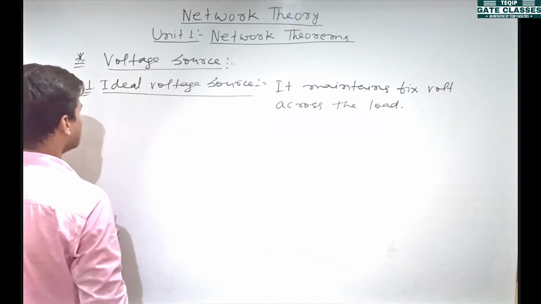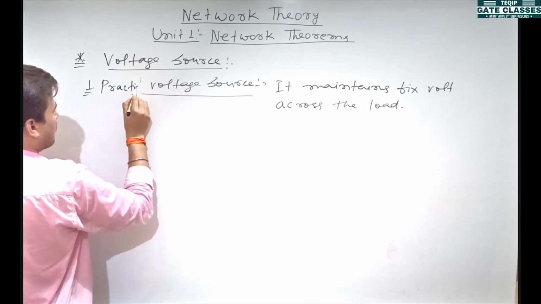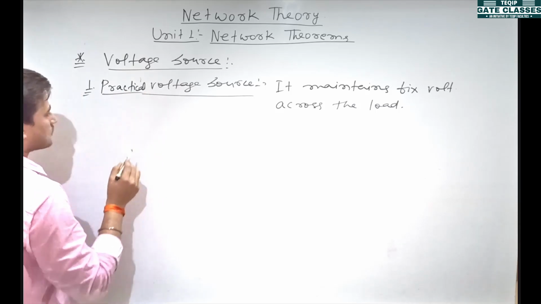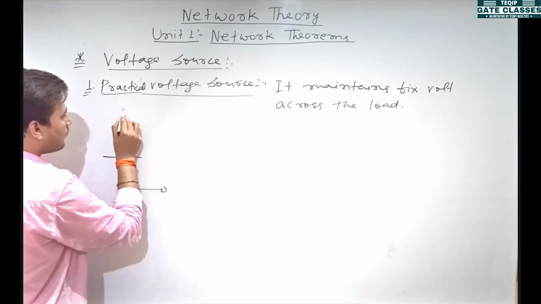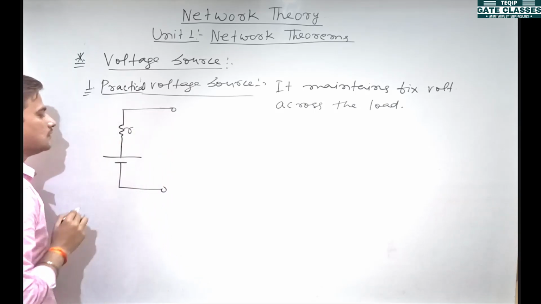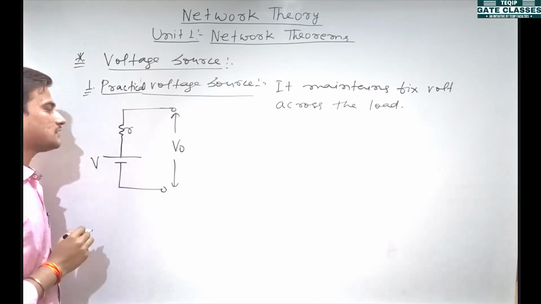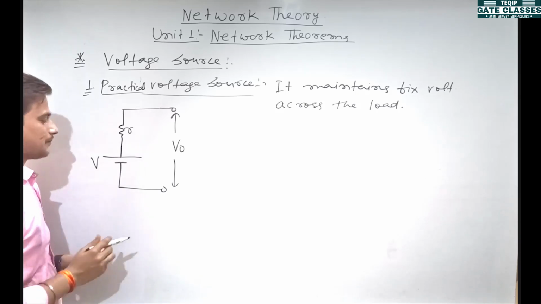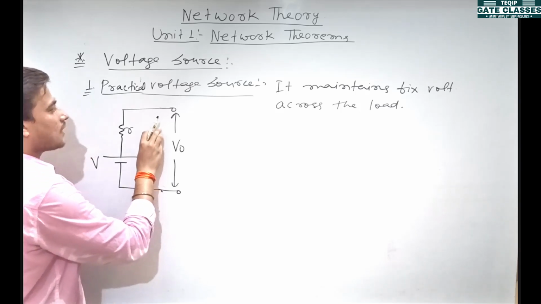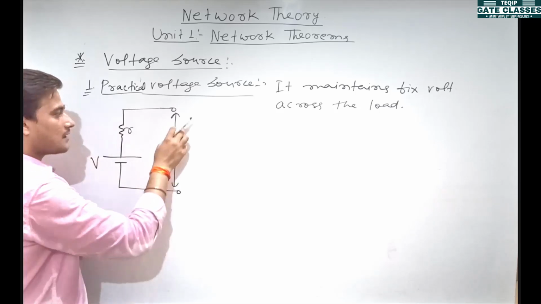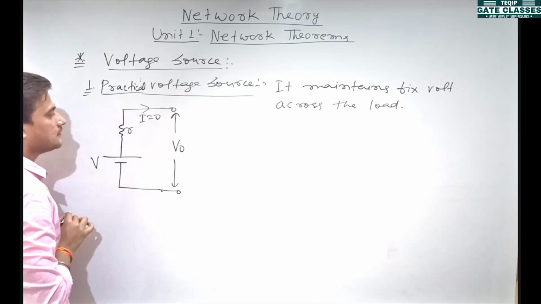Now see, you have a practical voltage source. What is a practical voltage source? For a practical voltage source, there will be a resistance connected in series with the voltage source. Clear? This is the practical voltage source. Now in this condition the circuit is open, that means no load is connected across the load terminal. So what is the value of current? Current is 0.